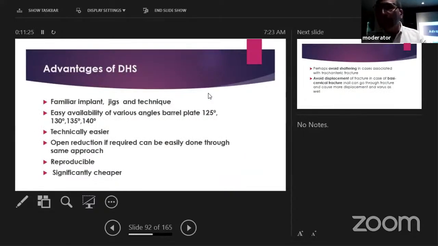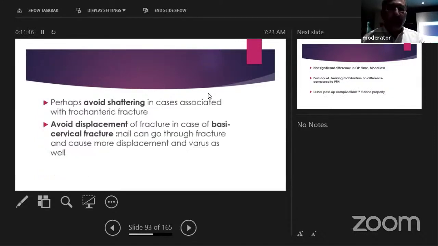So you can have complications on either side, but you have to decide which implant you are going to use. Why I defend DHS: because it's a familiar implant. You have a familiar jig, and the technique is easy. You have easy availability of various angle barrel plates, including 125 to 140. Technically quite easy. Open reduction, if possible, can be done through the same incision. And it is reproducible, and can be done by any average surgeon. Significantly cheaper, of course, that is a big advantage.